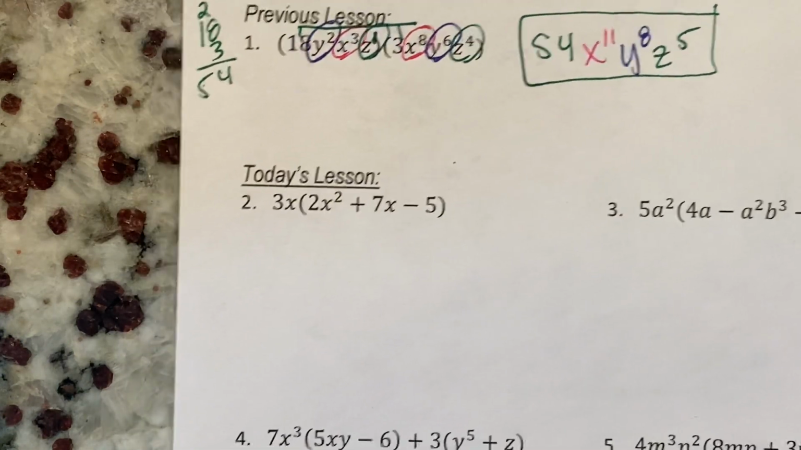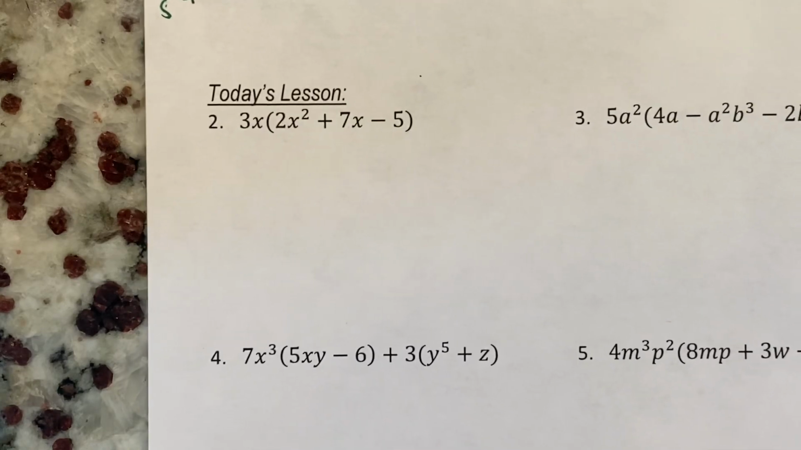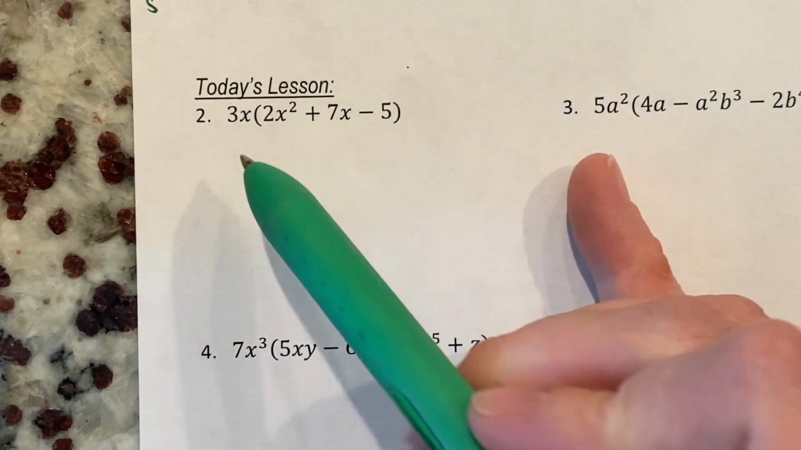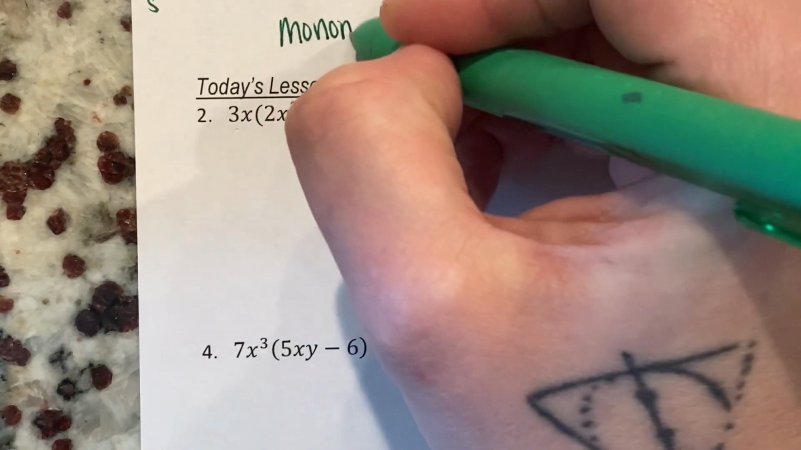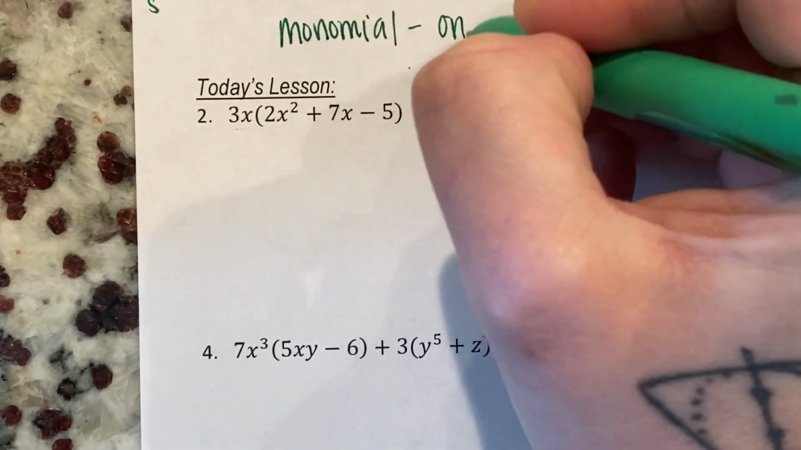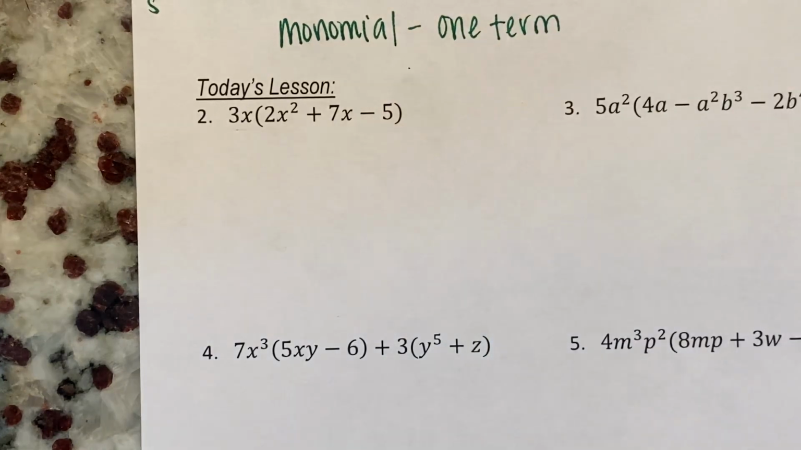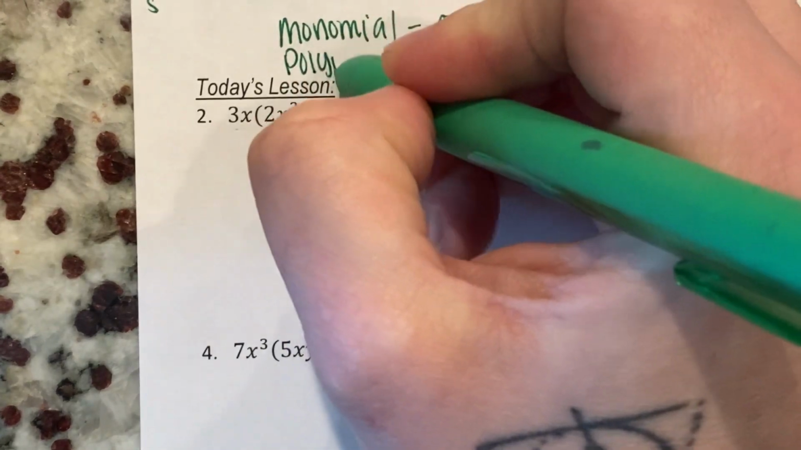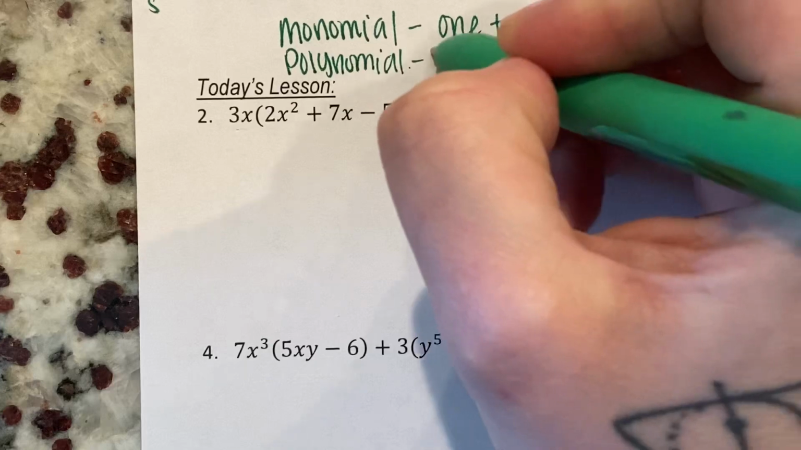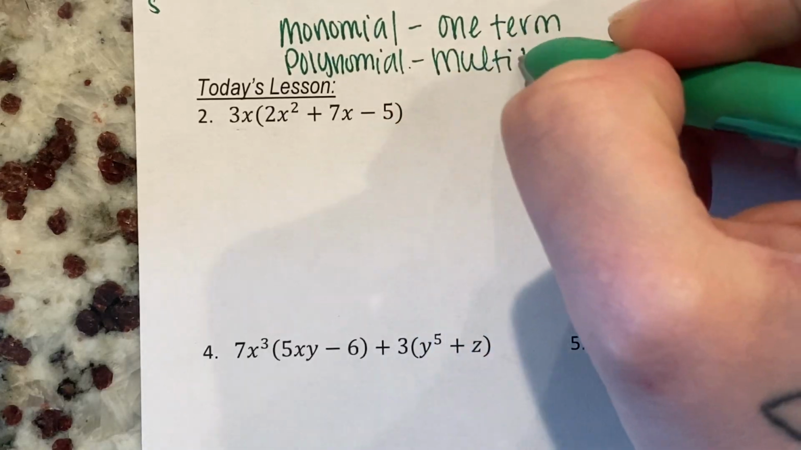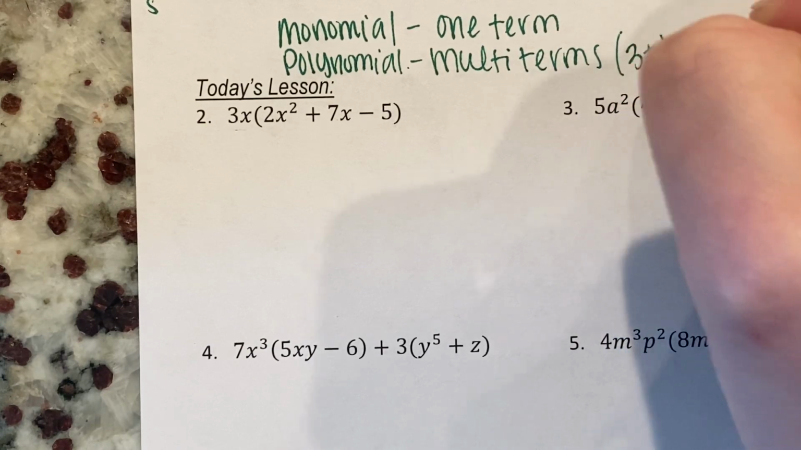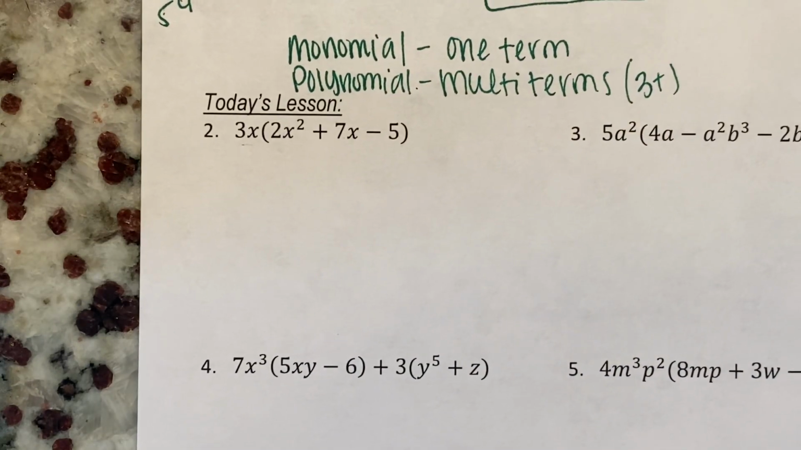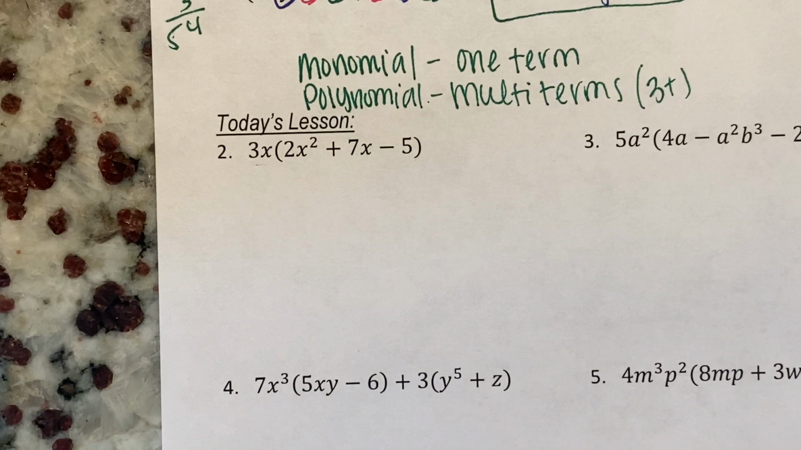All right, so that's kind of what you're going to be doing today as well, except what we have is what's called a monomial. That means one term. So a monomial means one term. A polynomial is when you have multi-terms. So you have more than, let's say, more than 3. Okay. So all we're going to do here is we're going to distribute.